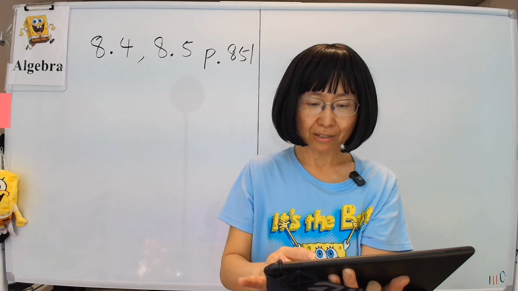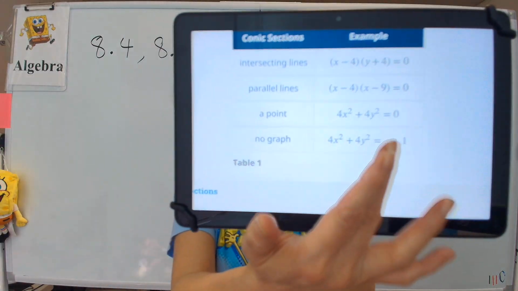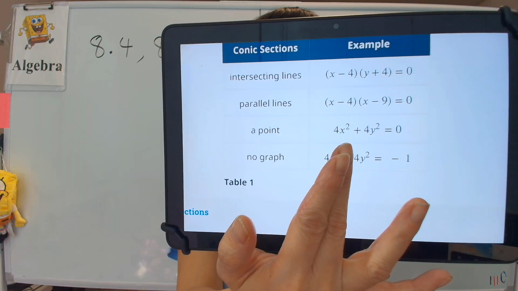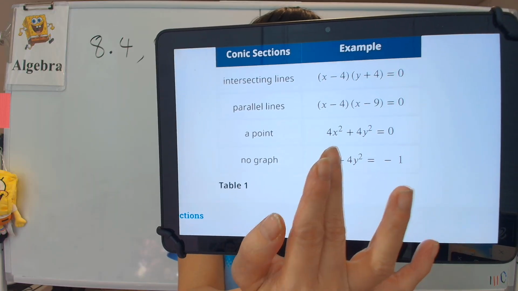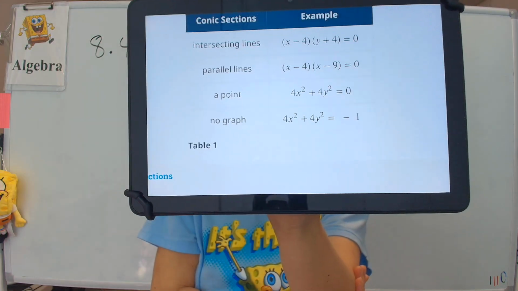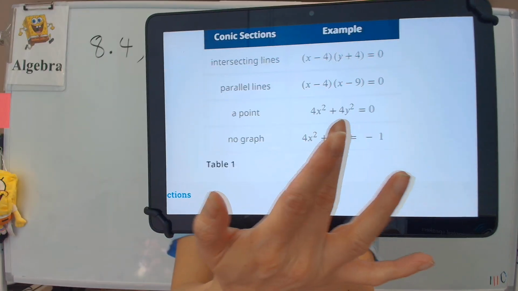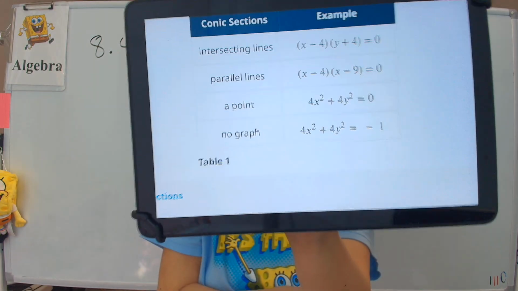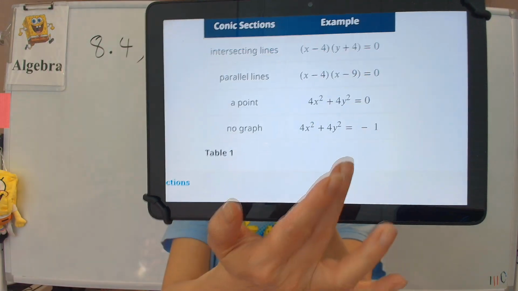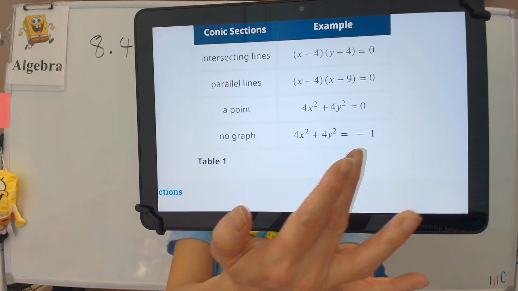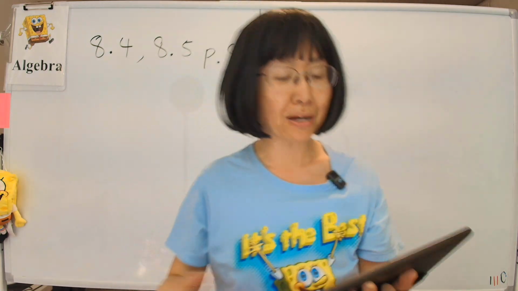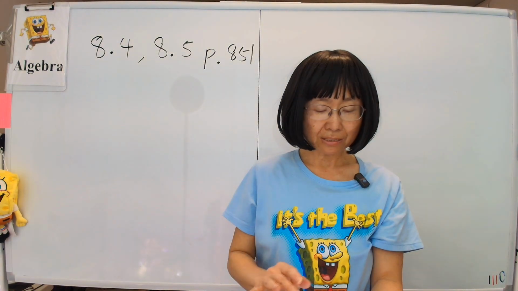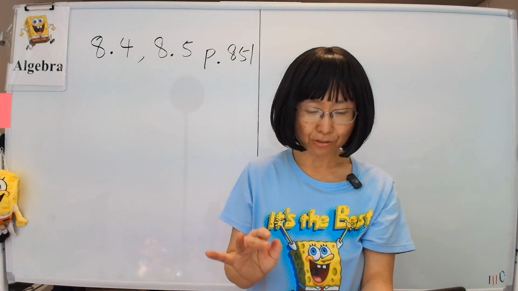Okay, and well, I suppose we can say that for a point, x squared plus y squared equal to 0 only gives a point because the only way this is possible is when x and y are both 0. If even one of them is not 0, then this sum will not be 0 because when you square something, it's always positive. There's no way two squares can add up to be a negative number, so it's not possible. And there's no way to graph it as a result. And that's all I want to say about these two sections.